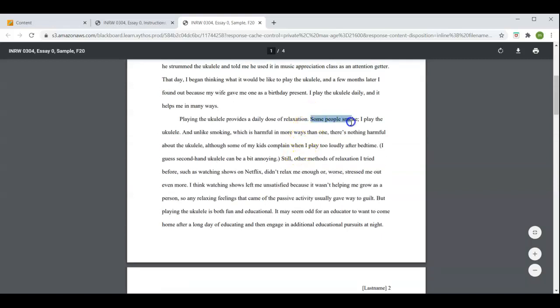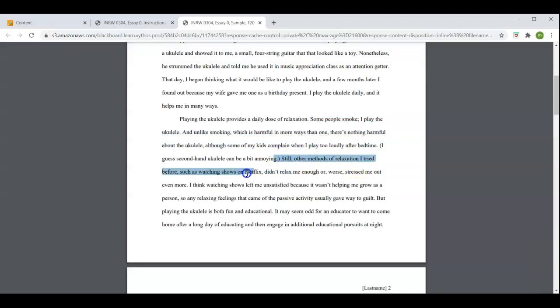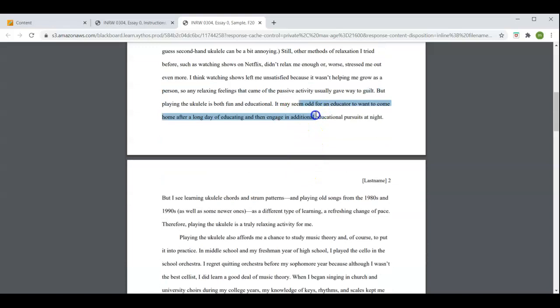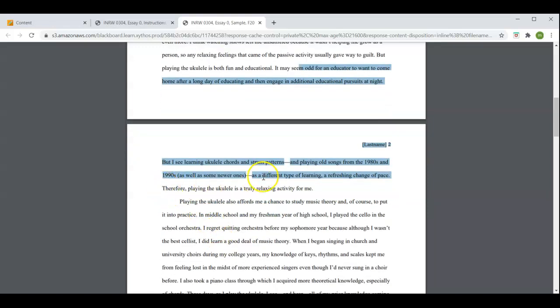So these are the details for that. I'm saying that some people find smoking relaxing, and that I don't need to do something like that because I find playing the ukulele relaxing. Then I said I've tried other things to relax, but they didn't work for me. I also put that sometimes I'm coming home and trying to learn chords, but it's relaxing. It's no big deal. I like doing that. It's a different kind of learning than the teaching that I do. And that's it. Those are the details.